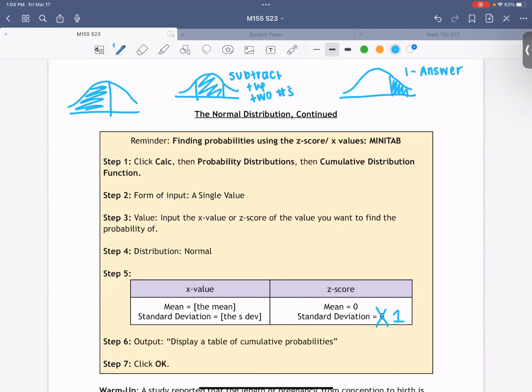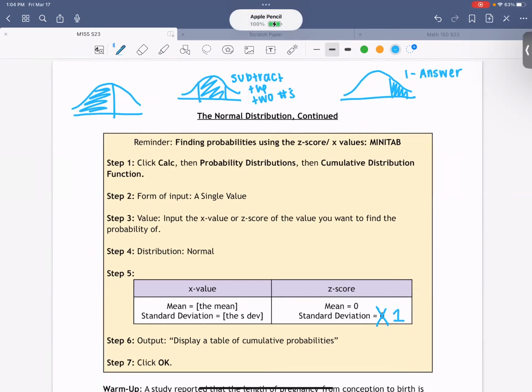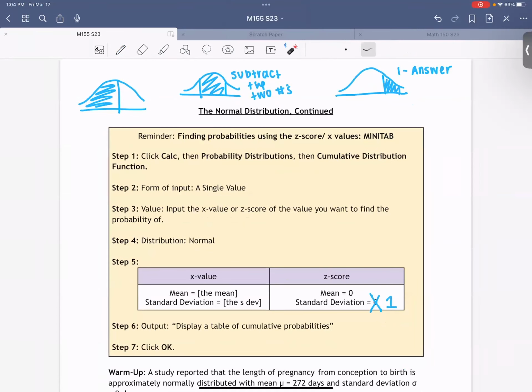So there's basically like 3 different types of questions in this section, right? Less than, greater than, and in between. And you do a different thing each time. Okay. Now, if you're given an X value, you have to type in the X mean and standard deviation in the question. If you're given a Z-score, the mean is 0 and the standard deviation is 1. Okay, why don't we do some practice actually doing this on our computers?